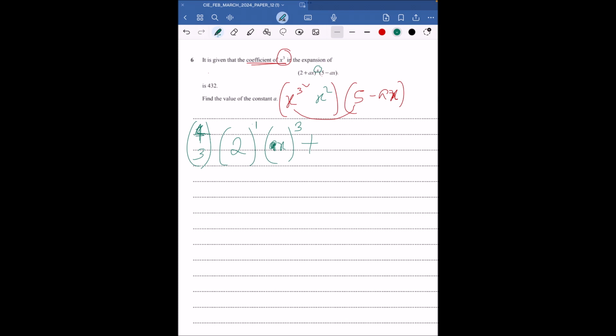Then for the other one, I do the same bracket. So 2ax, I need squared. So here will be 2, here will be 2. 2 plus 2 is 4. Now what term will give me? So here will be 4, 2.